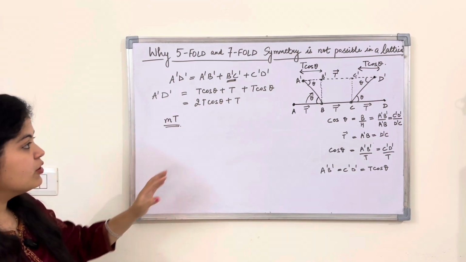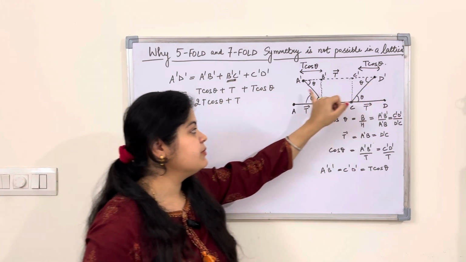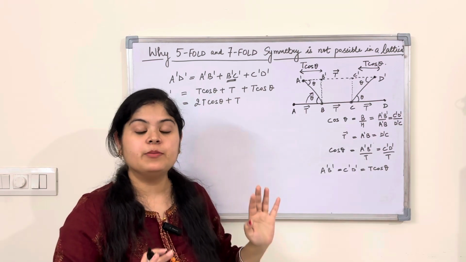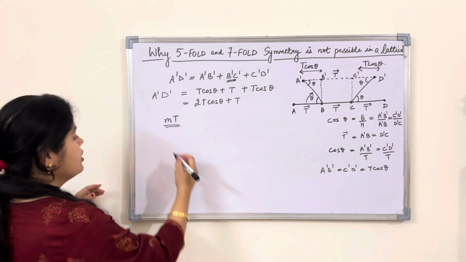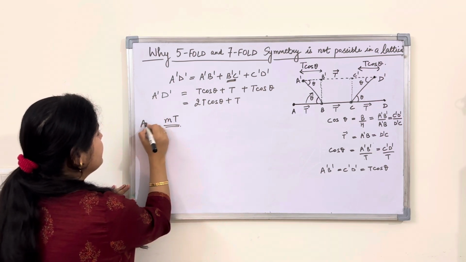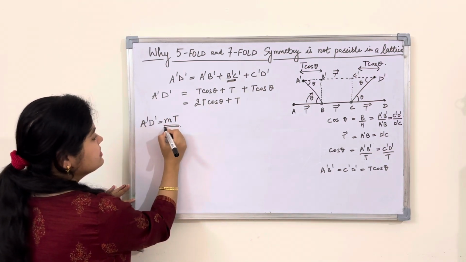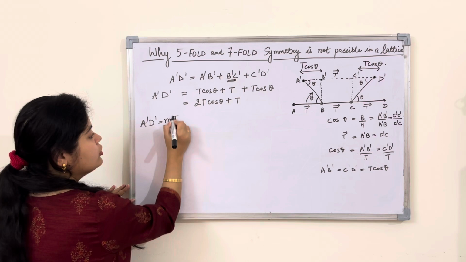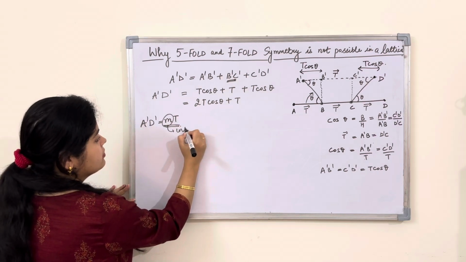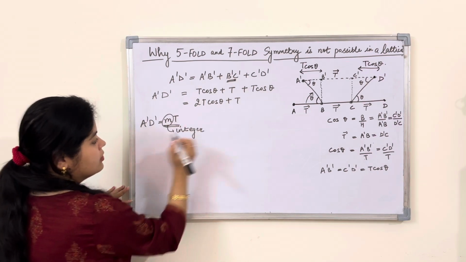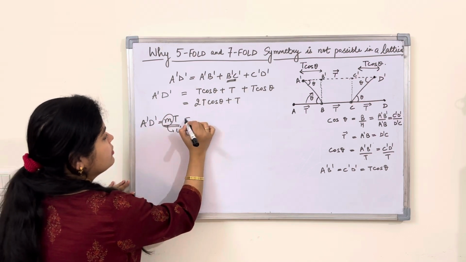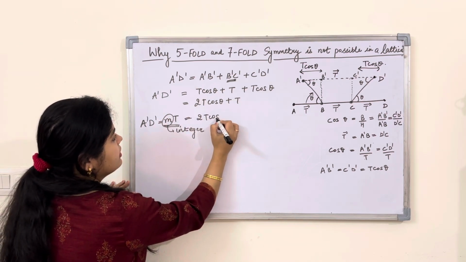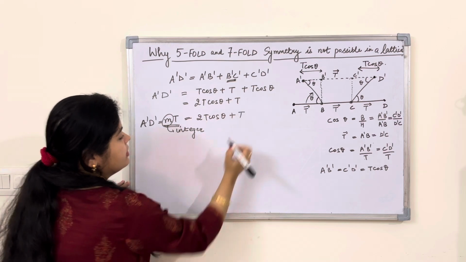Why? Because this is also basically distance between two lattice points. So it will be integral multiple of the lattice translation vector t. So I can say that a prime d prime is nothing but translation vector into some integer. Okay, so putting it in this equation, mt equals to 2t cos theta plus t.